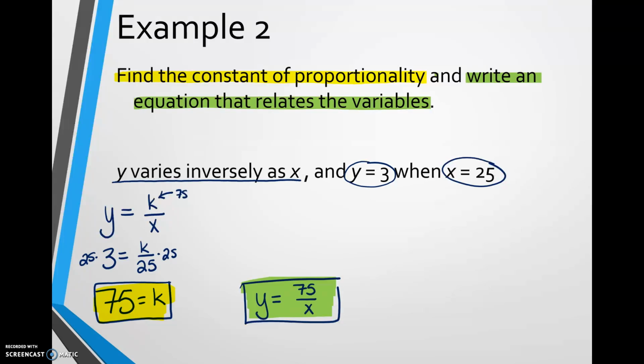This is the easiest question on the test, but it's the most often missed because a lot of people say, y equals k divided by x, k is 75. There, I'm done. You aren't done after you find k. You need to go back to the original equation and put that k value in to get your final answer.